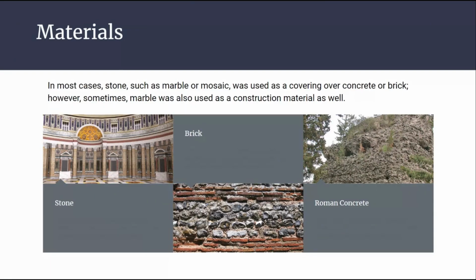Come the topic of materials. In most cases, stone, such as marble or mosaic, was used just as a covering over concrete or brick. However, sometimes marble was also used as a construction material as well. The main building materials herein used were stone, brick, and Roman concrete.